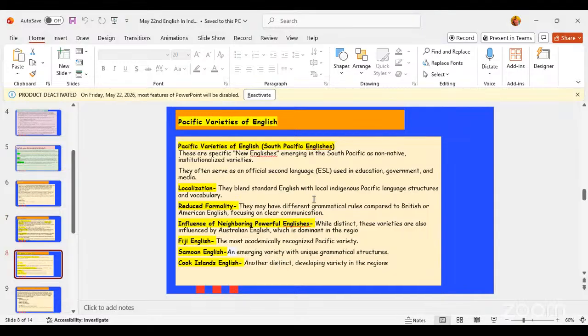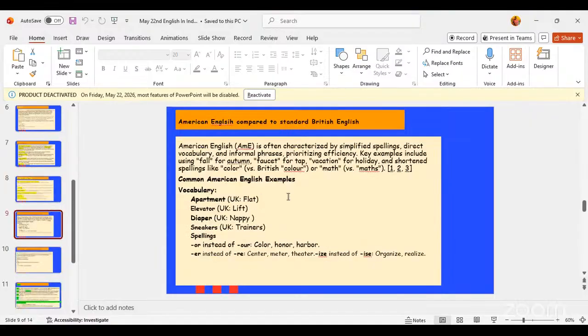Then in the Pacific varieties of English, there is localization, with reduced formality and influence from neighboring languages: Fiji English, Samoan English, and Cook Islands English. Then we learned about American English compared to the British standard. Americans use apartment, and in the UK they call it a flat. Elevator in the US is called a lift in the UK. Diaper is called nappy in the UK, and sneakers are called trainers.